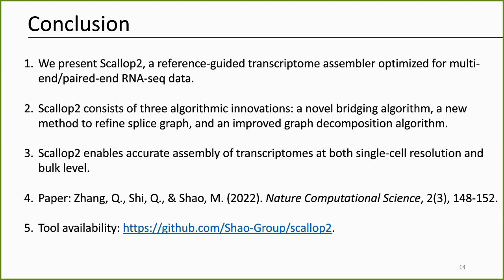In conclusion, we present Scallop2, a reference-based transcriptome assembler optimized for multi-end and paired-end RNA-seq data. Scallop2 consists of three algorithmic innovations: a novel bridging algorithm, a new method to refine the splice graph, and an improved graph decomposition algorithm. Also, our results show that Scallop2 enables accurate assembling of transcriptomes at both single-cell resolution and bulk level. Our paper is published at Nature Computational Science, and our tool is available at the GitHub repo.